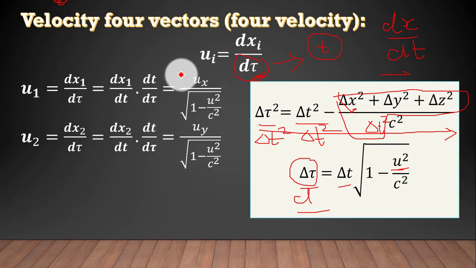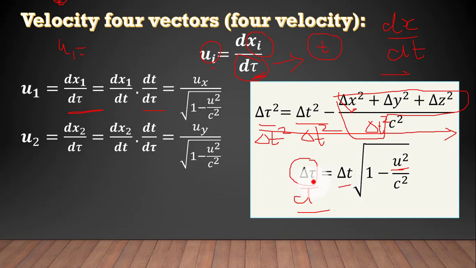Now we will have to define the components of the velocity vector also. So we will denote the velocity 4-vector by u_i, where i goes from 1 to 4, and the component of the velocity 4-vector will be dx_i by d tau. x_i is again a component of the 4-vector, and i is going to go from 1 to 4. So for u1, we will write dx1 by d tau. I can write it as dx1 by dt into dt over d tau, and substitute the value of dt by d tau from here.